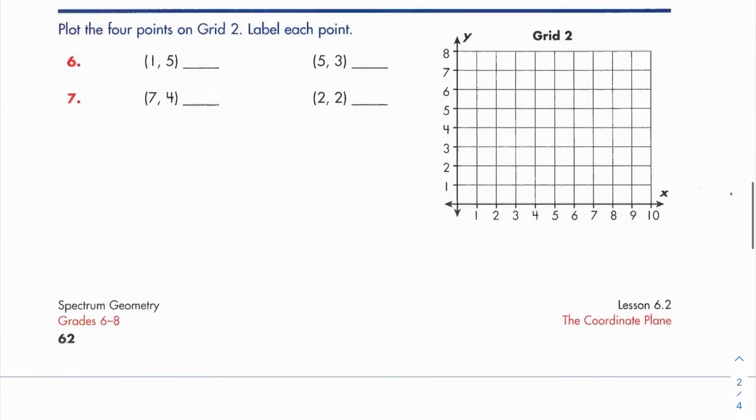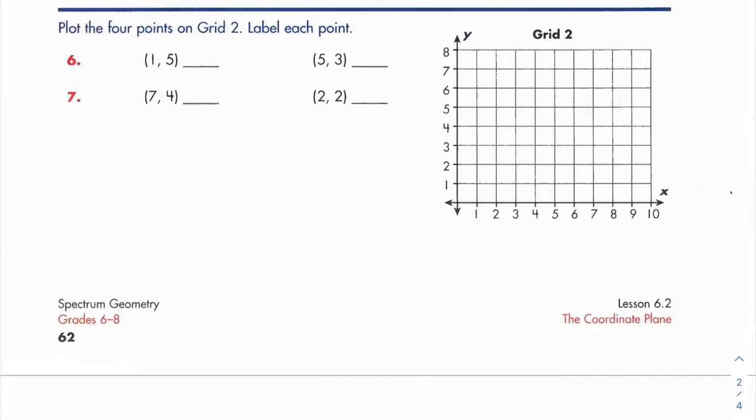The directions for the next section say to plot the 4 points on grid 2 and label each point. So we're going to do the first point together, 1, 5. As always, make sure you start at the origin. Since the point is positive 1, positive 5, we will be moving to the right 1 and up 5.